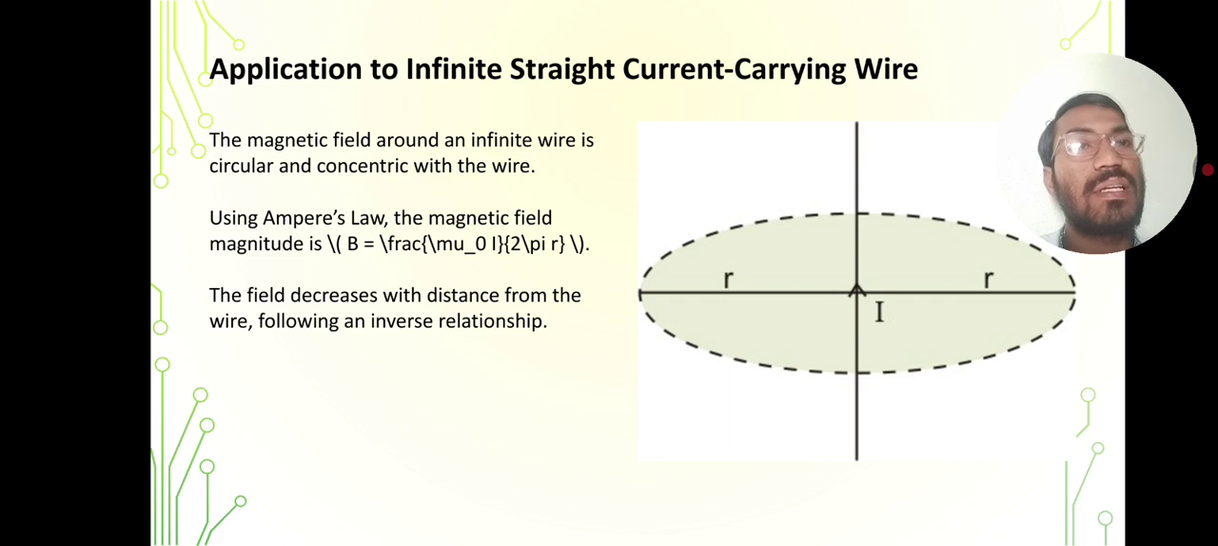Applications: infinite line current-carrying wire. The magnetic field around an infinite wire is circular and concentric with the wire, found using Ampere's law. The magnetic field magnitude is B equal to mu naught I by 2 pi r. The field decreases with distance from the wire, following an inverse relationship.